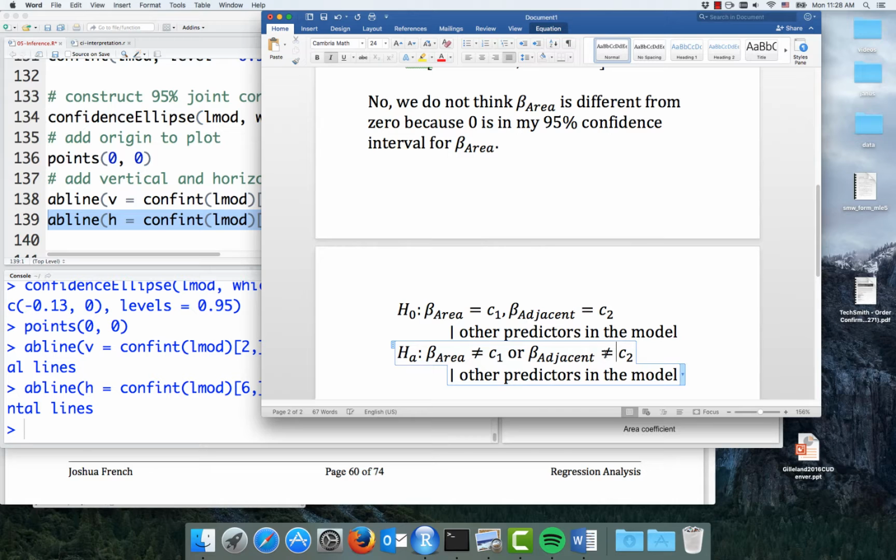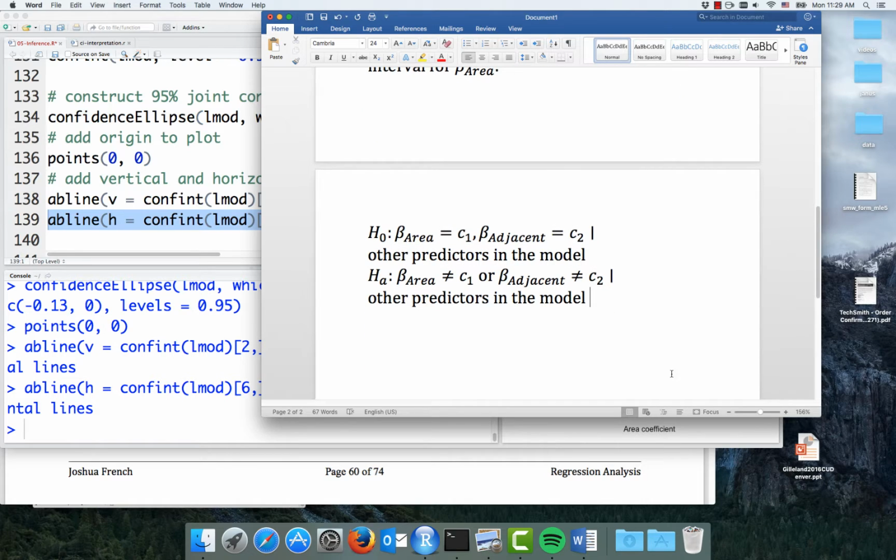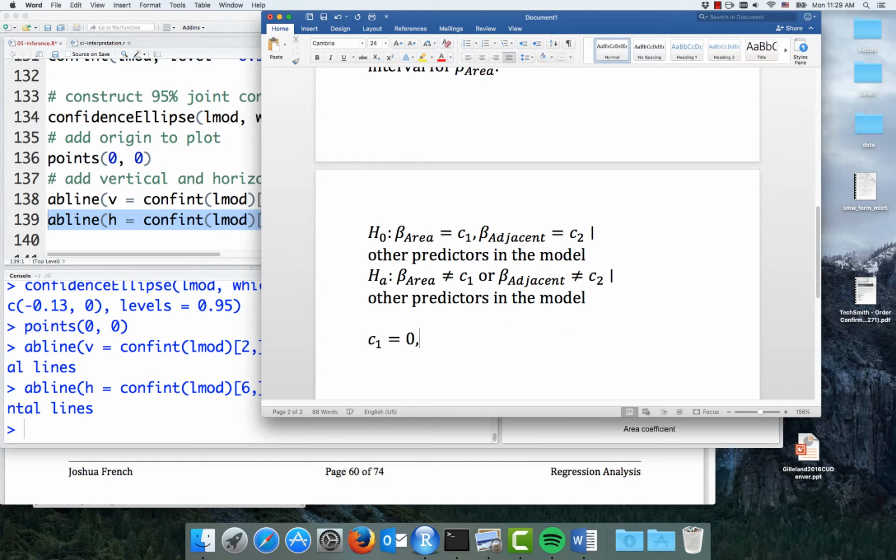So our null hypothesis is that both beta area and beta adjacent equal some specific values. The alternative is that at least one of them is not equal to those parameter values. And the question that we're asking is, what's the conclusion when C1 equals 0 and C2 equals 0? So do we think that beta area and beta adjacent are different from 0? At least one of them is different from 0.